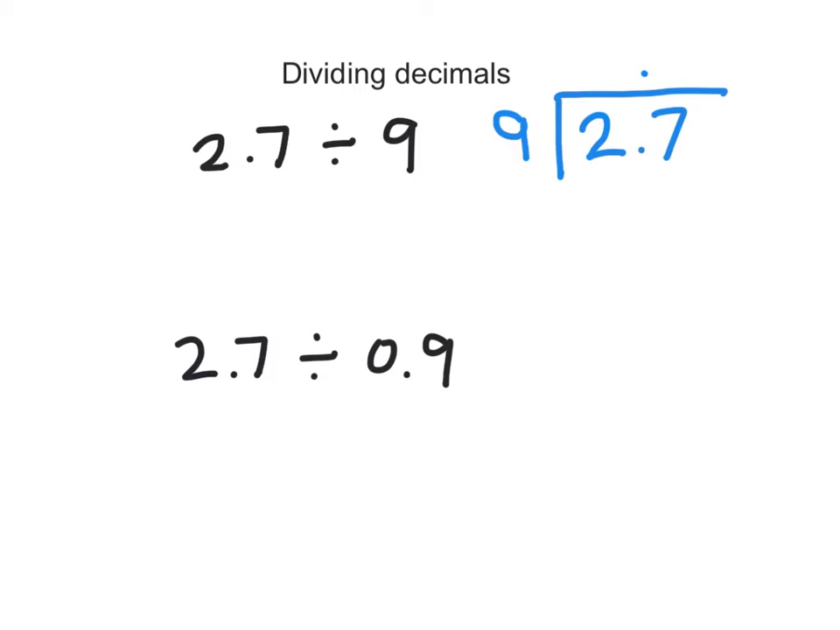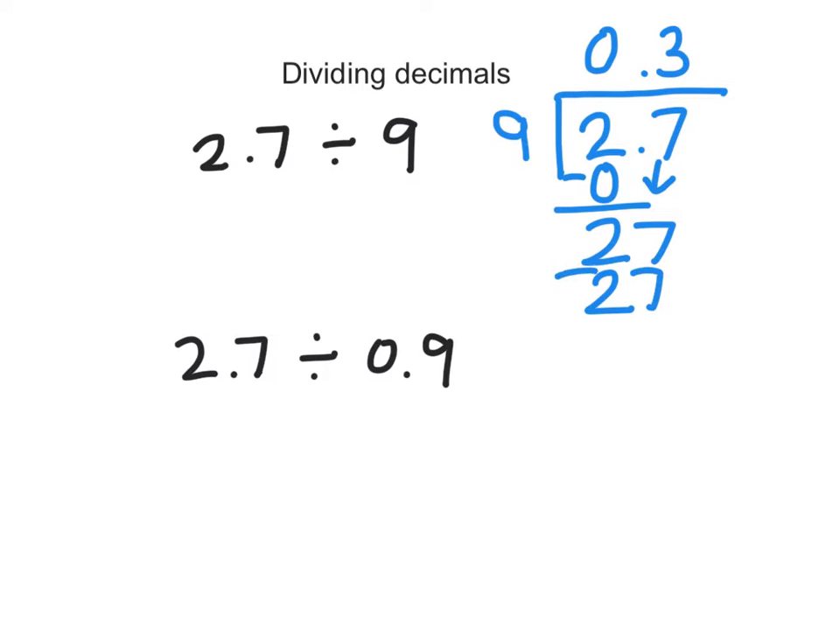9 will go 0 times into 2. So we have to do that and then bring down the 7. And then 9 goes exactly 3 times into 27 with 0 remainder. So the answer to this division problem would be 3/10. Okay, now let's try the next one.